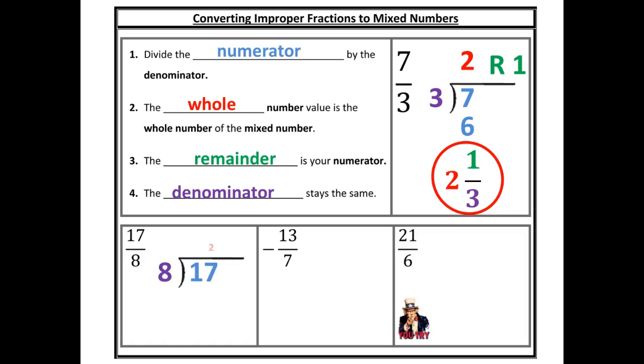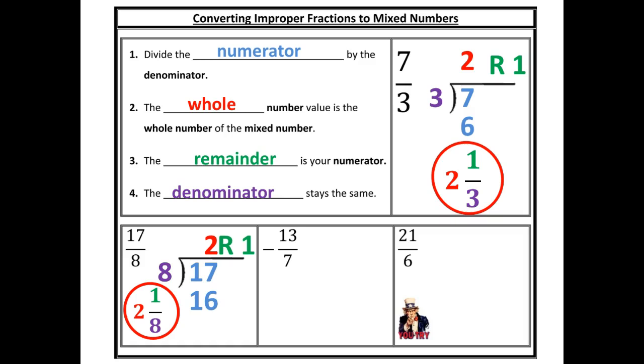Let's try another couple here. So I'm going to do long division. I'm going to take 17 divided by 8. 8 goes into 17 2 whole times. When I subtract 2 times 8, 16, I get a remainder of 1. The whole number 2 is my whole number. My remainder 1 is my numerator, and my denominator, which was originally 8, stays 8.